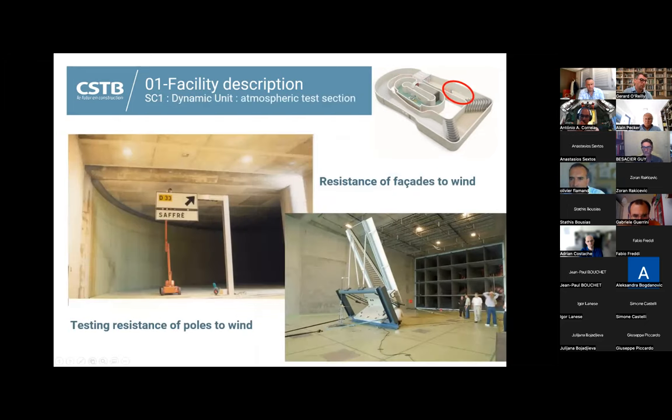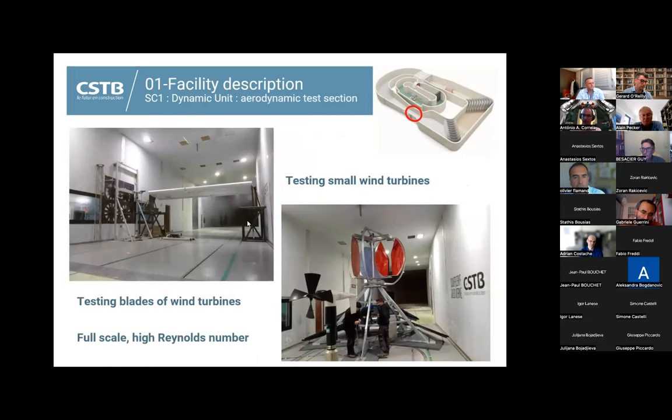On the largest part of the dynamic unit, you can have structures as large as this advertising, or pieces of facade that are tested. They can also be tested for aeroacoustic design, but the wind tunnel is a bit noisy for that. So you have some other example of testing in the large wind tunnel.